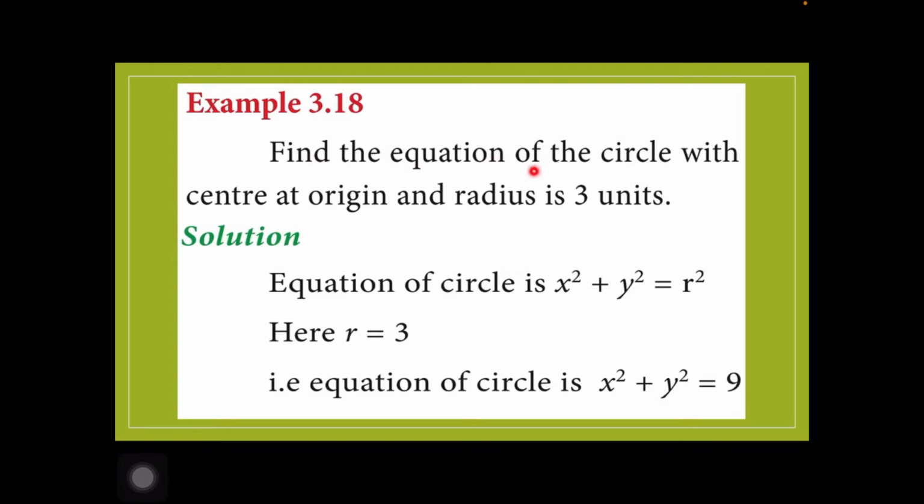Find the equation of the circle with center at origin and radius is 3 units. If the center is at origin, then the equation of the circle is x square plus y square is equal to r square. Here our radius is 3 units, so r is equal to 3. So, the equation of the circle is x square plus y square is equal to 3 square, and 3 square is 9.